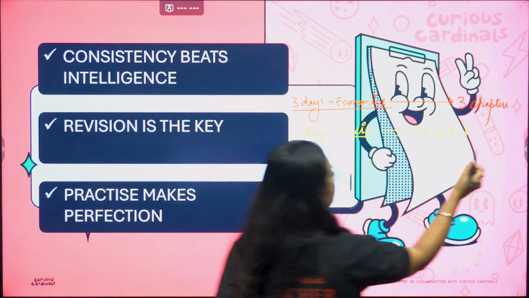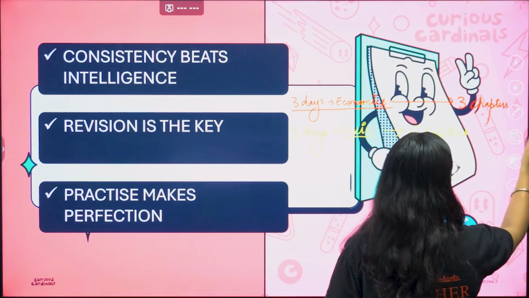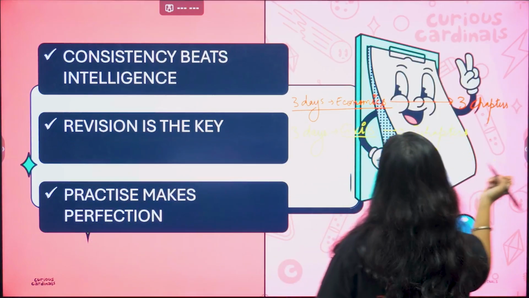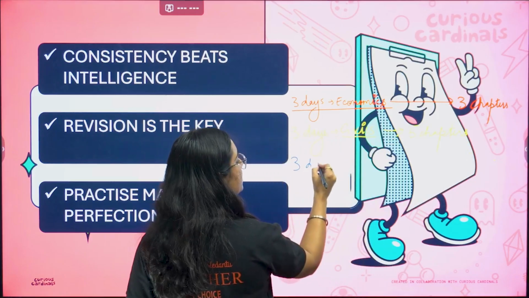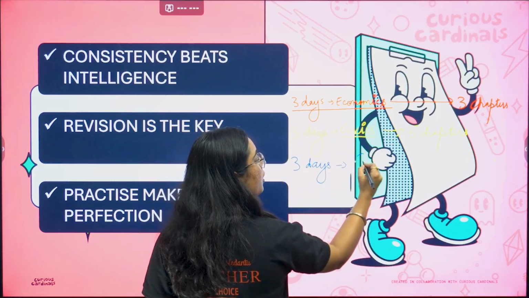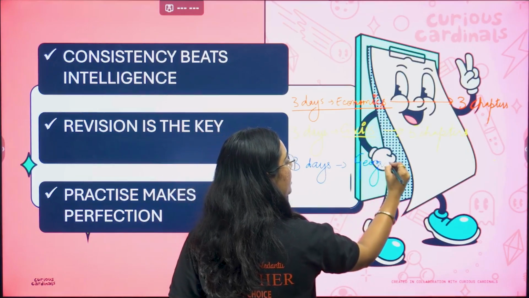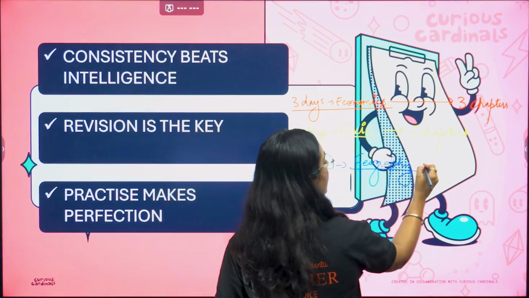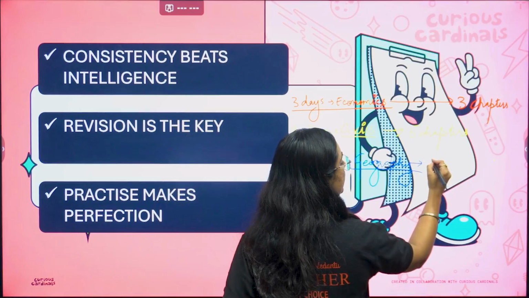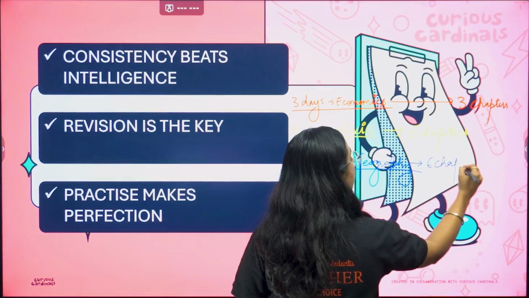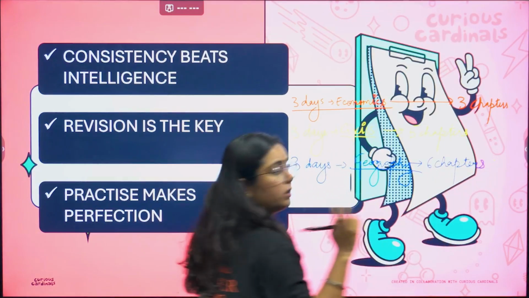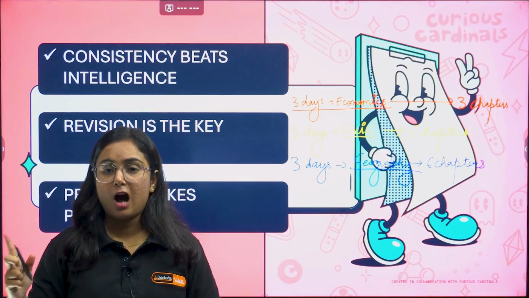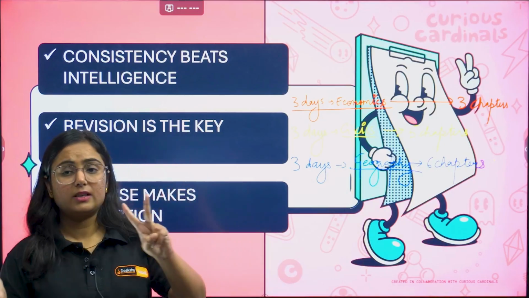Now move to the next 3 days, because it is not done yet. We have to move further. Take the next 3 days for geography. I hope this is clear to you. In the next 3 days for geography, you are going to do 6 chapters. I told you just now, 2 chapters a day.